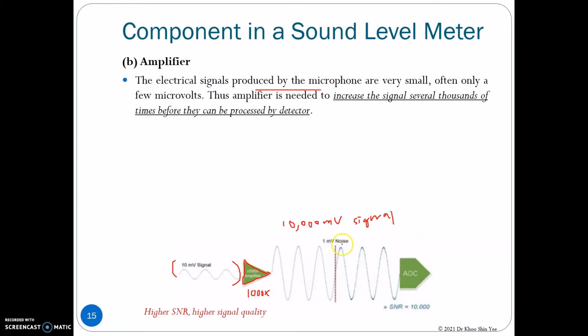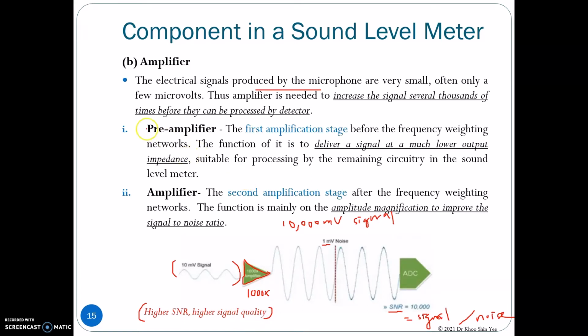Compared to the noise with 1 milliwatt, so the signal noise ratio is equal to the signal divided with the noise. So your signal is 10,000, your noise is 1, therefore divide it, you obtain the signal noise ratio equal to 10,000. In general, it is desired to obtain the signal noise ratio as high as possible, because by doing this, the signal quality can be improved.